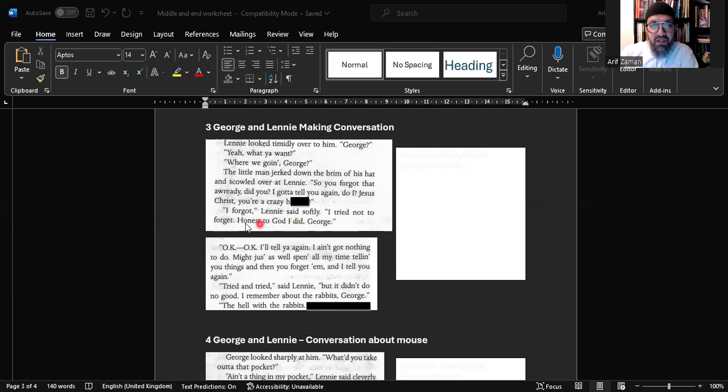So this is the interrupted one, number 3. Sorry, this is number 4. And number 4 is the one where there are two separate sentences. If you look carefully, I forgot, that one has to be there anyway, Lenny said. But look, there's your full stop because it's one sentence, and then a capital letter, although you have to have a capital letter when you say I anyway. Tried not to forget. Honest to God, I did, George. Okay, but what I'm trying to show you is there are two separate sentences here, so they're mixing it up.